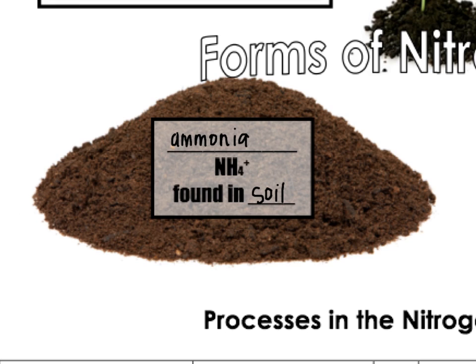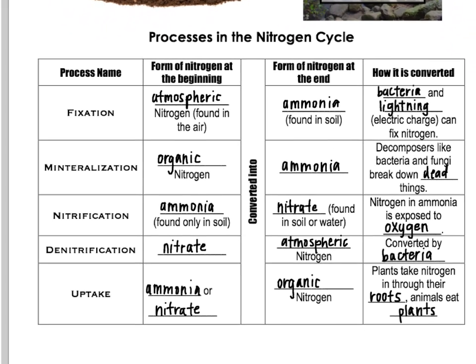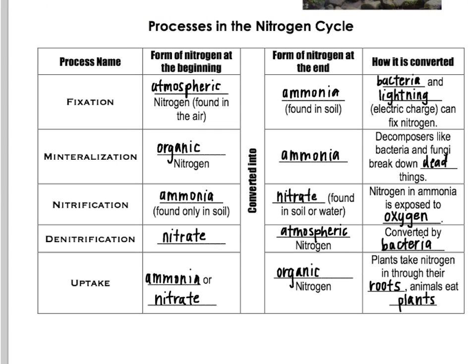Okay, so the nitrogen cycle is just the process by which these forms of nitrogen go from being part of one form to part of another form. So we're going to look at the processes that make this happen. There are 5 main processes in the nitrogen cycle. The first process is fixation.